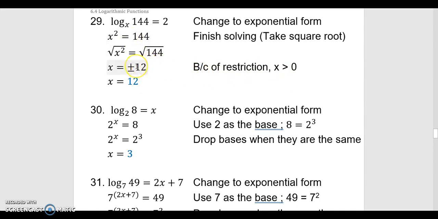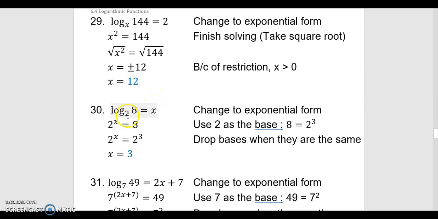When you get these answers for these logarithmic equations, be careful. Just always go back and double check with the original equation. Remember, for our log equations, our base has to be greater than 0. So this x has to be greater than 0. So we throw away the -12 part of the solution and we keep the +12. So our answer is only x equals +12 in this case.